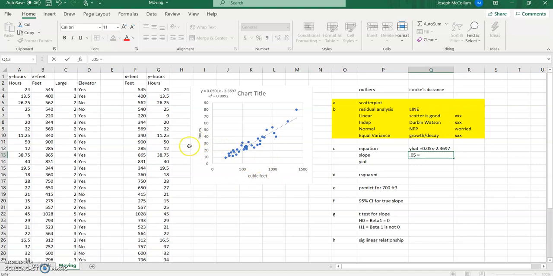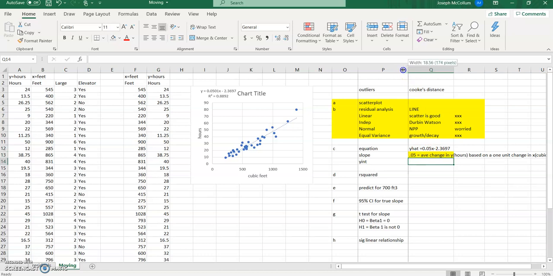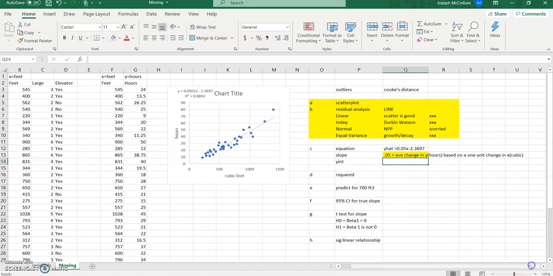Y, x. We're looking at the average change in hours per one change in cubic feet. That's what this represents. This would be the average change in y, which in this case is hours, labor hours, based on a 1 unit change in x, which is the cubic feet moved. So what we have here, and allow me to shrink down a little bit so you can see it, is the 0.05 represents the average change in hours based on a 1 unit change in cubic feet.